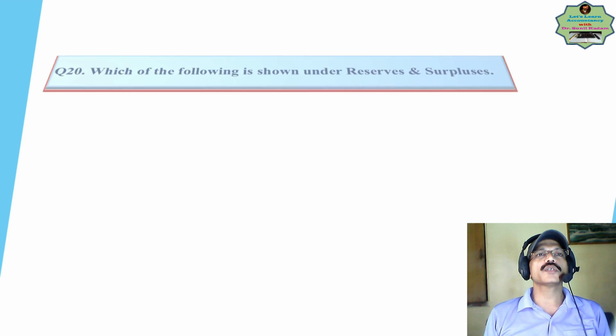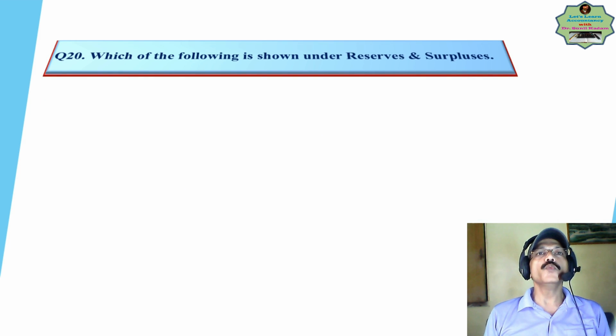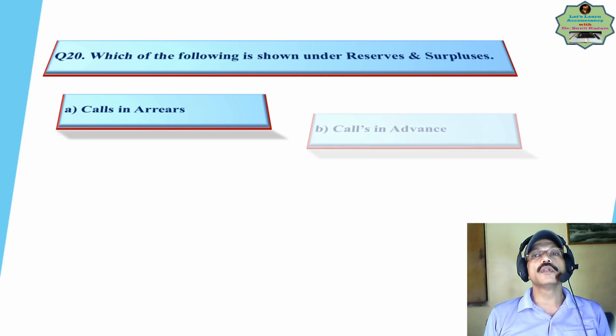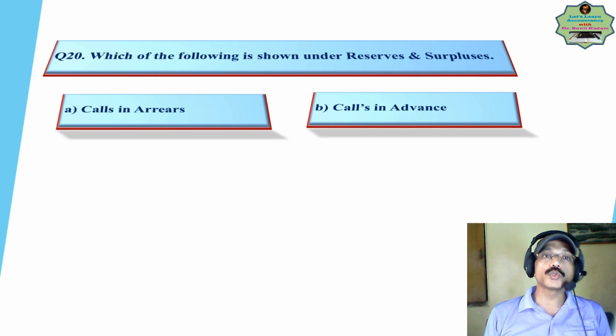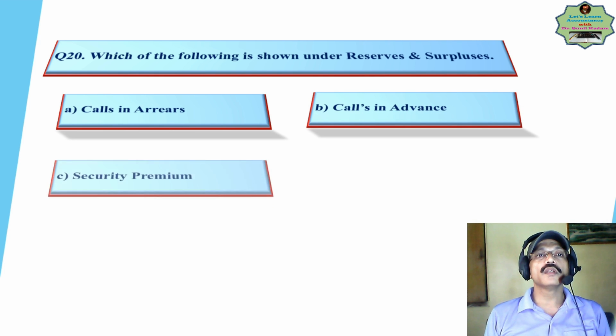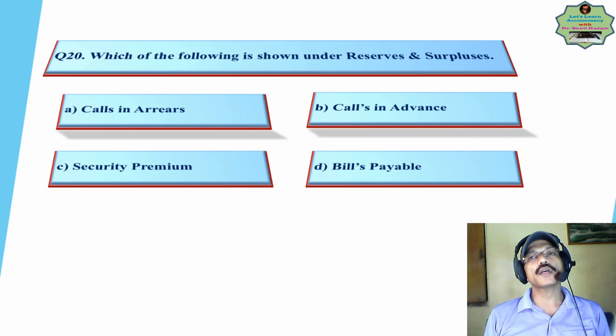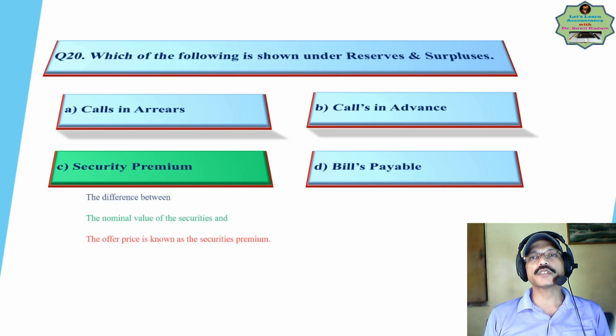And the last objective: which of the following is shown under reserves and surplus? Calls in arrears, no, it's shown under shareholders' funds, capital. Calls in advance, also shown under capital. Securities premium is shown under reserves and surplus, and bills payable under current liabilities. So the correct answer is securities premium, shown under reserves and surplus.